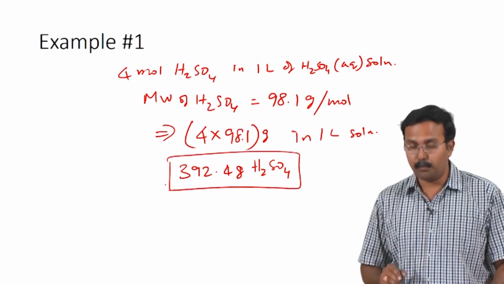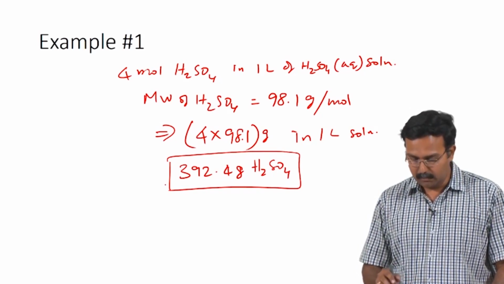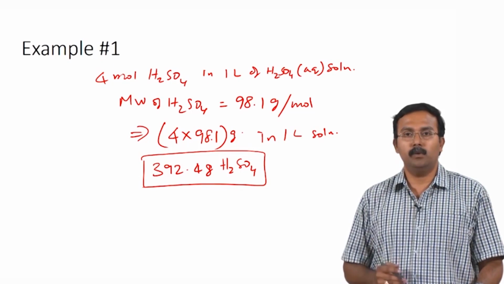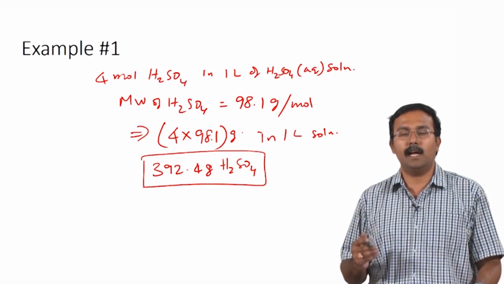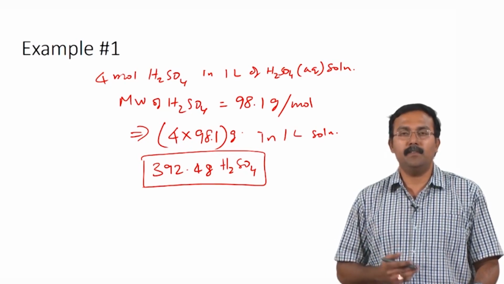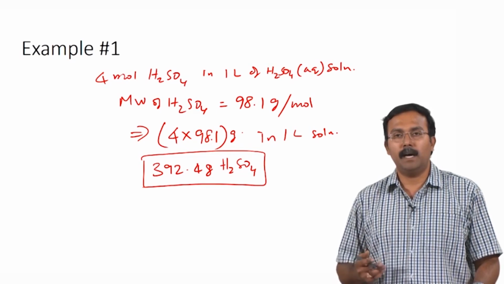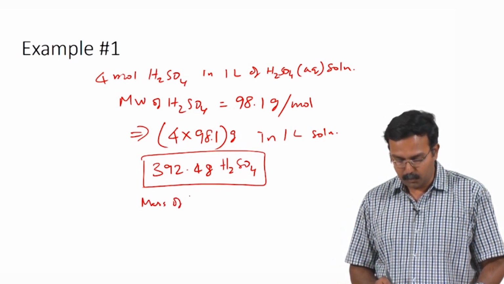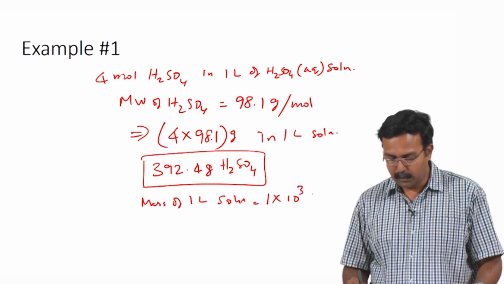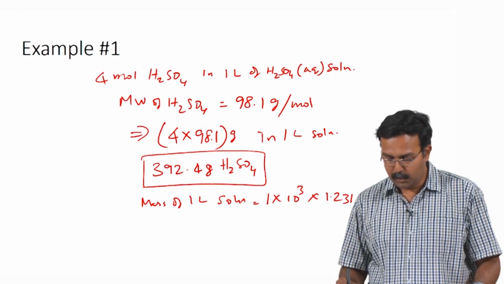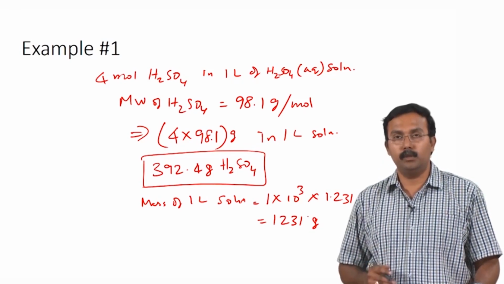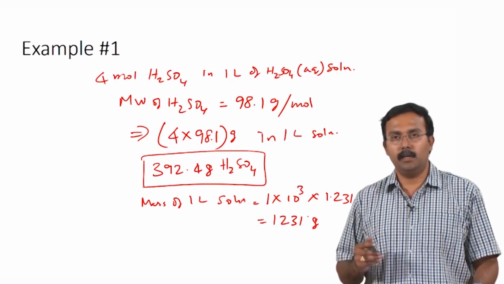So, you need to use 392.4 grams of sulfuric acid, and in the 1 liter solution it would be sulfuric acid and water that are present. We know that the mass of sulfuric acid is 392.4 grams. So, what is the mass of water? We know the volume of the solution and we know the specific gravity of the solution, so we can calculate the mass of the solution. The mass of 1 liter solution would be equal to 1 times 10 power 3 times 1.231, which equals 1231 grams. So, 1 liter of 4 molar H2SO4 solution would weigh 1231 grams.